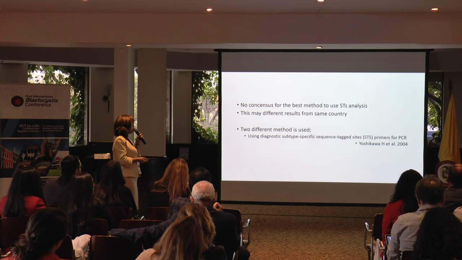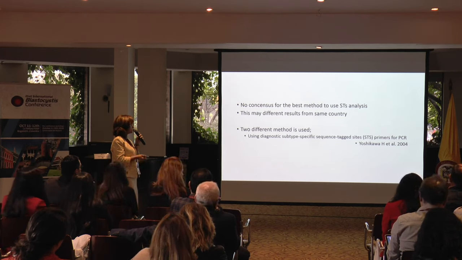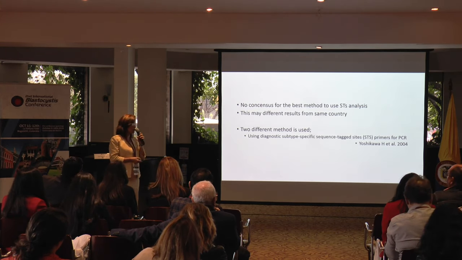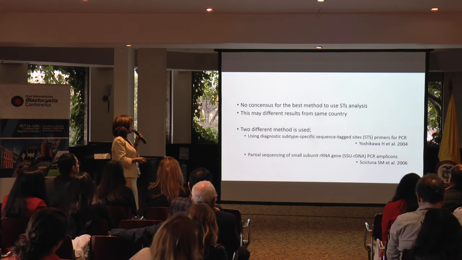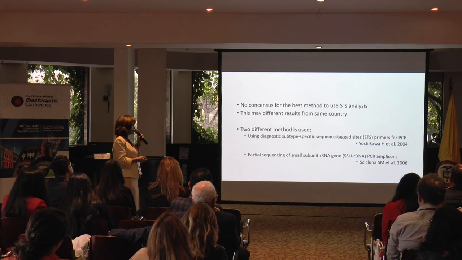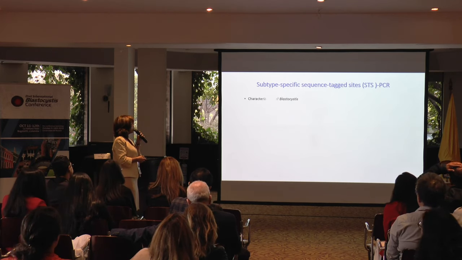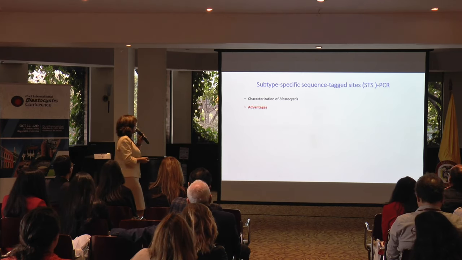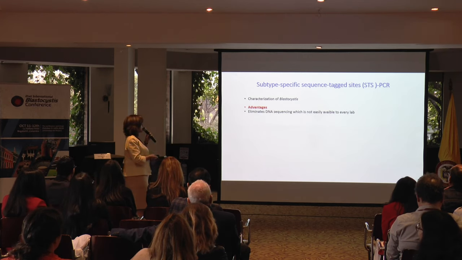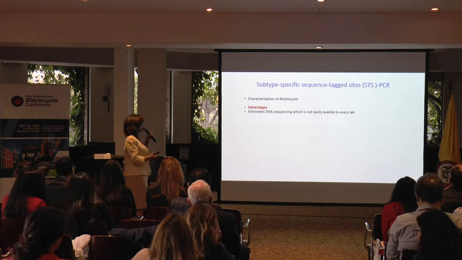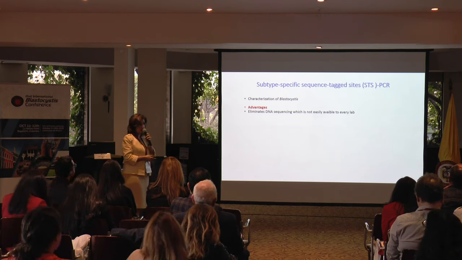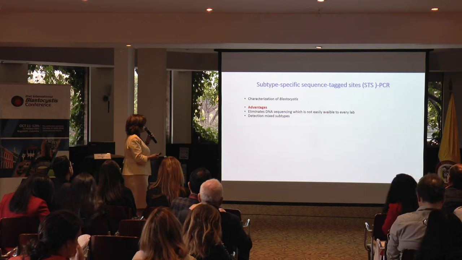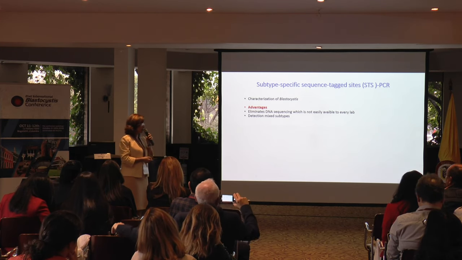One of them is the sequence-tagged site primers. All these primers were developed by Hisao Yoshikawa. The other is partial sequencing of small subunit rRNA gene PCR amplicons. We use STS-PCR for characterization of Blastocystis, and it has some advantages. For example, it eliminates DNA sequencing, which is not easily available to every lab, so it can be used in developing countries. And detection of mixed subtypes is an important advantage.